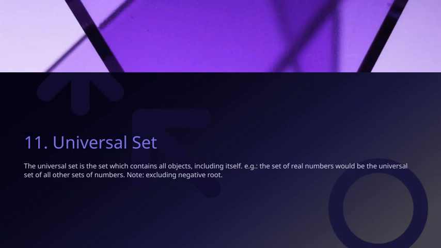Let's talk about the universal set. The universal set is essentially the set that contains all objects we're considering in a particular context. An interesting thing about it is that it includes itself. Yes, it's a set that contains everything, including itself.